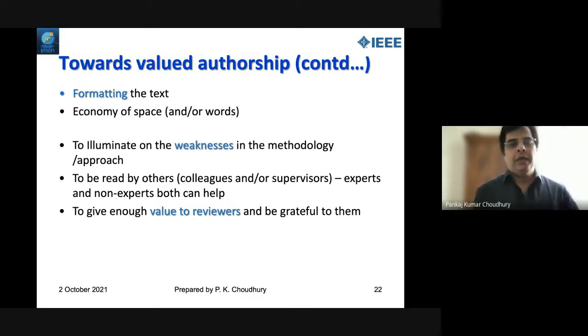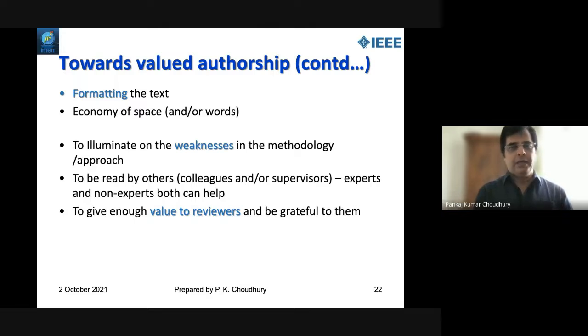While writing, one must also highlight the weaknesses in the methodology. Suppose you feel that in certain situations it may not work; you straight away mention it. Before the reviewers comment, it is better that you comment on your paper first.